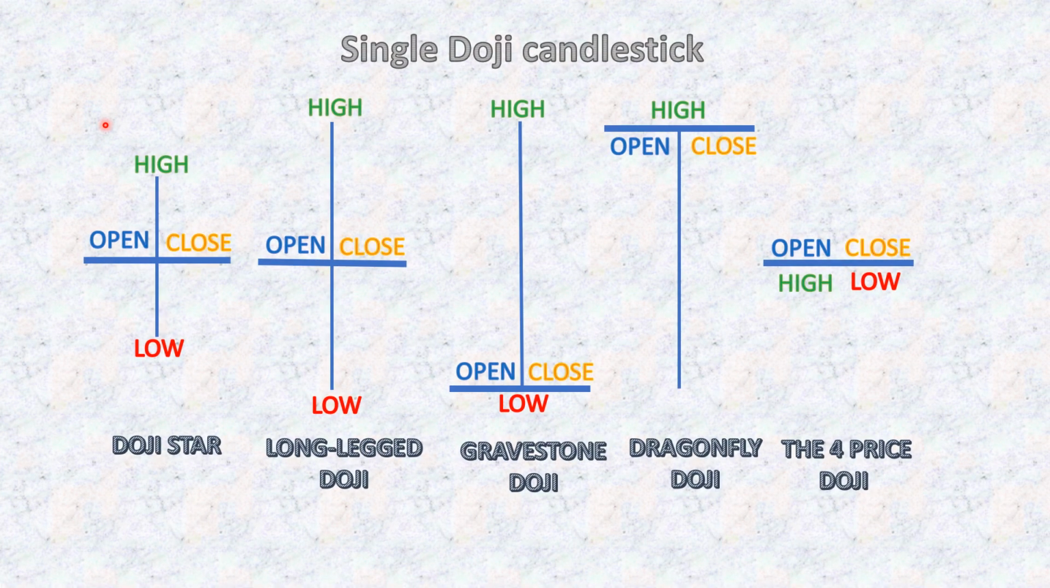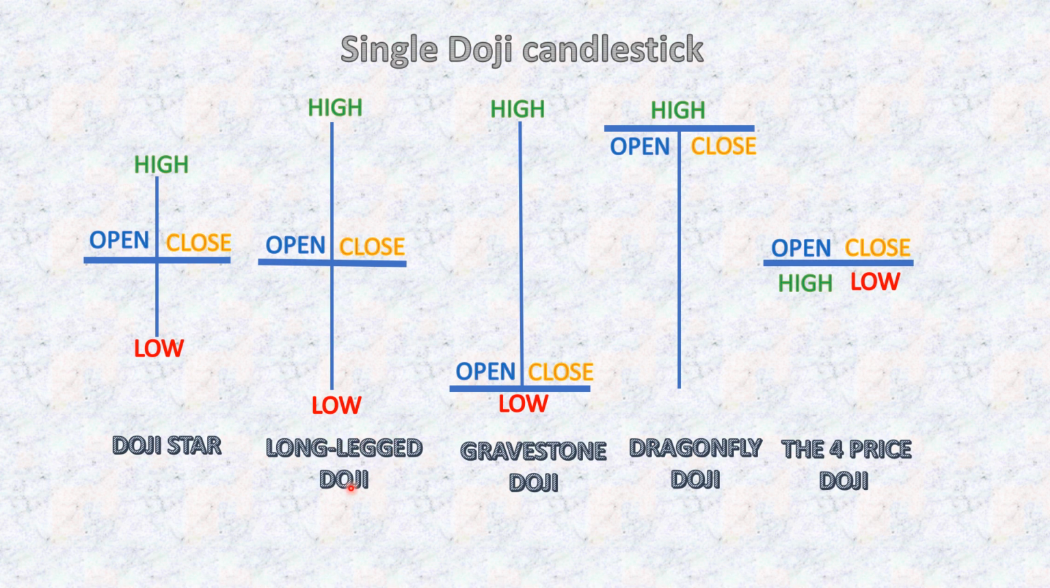In this graph, we see 5 different single doji candlesticks. The first one is called the doji star. It has a cross shape, and the open and close are at the same level, the same place, and the upper and lower shadows are equal. This doji represents indecision in the market. It means buyers and sellers have no power or have equal power.